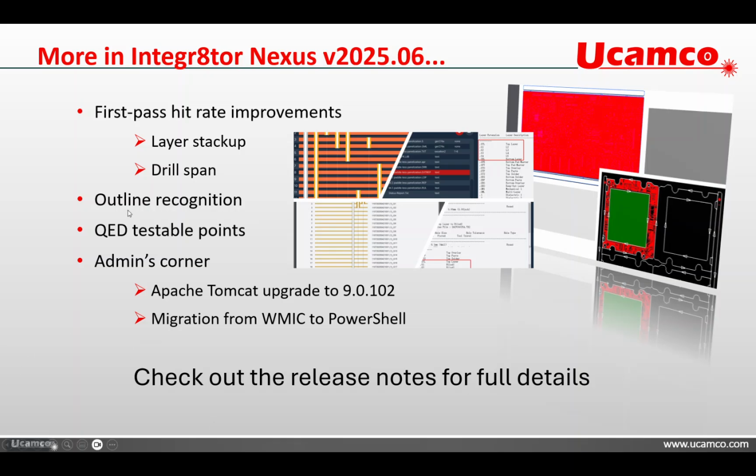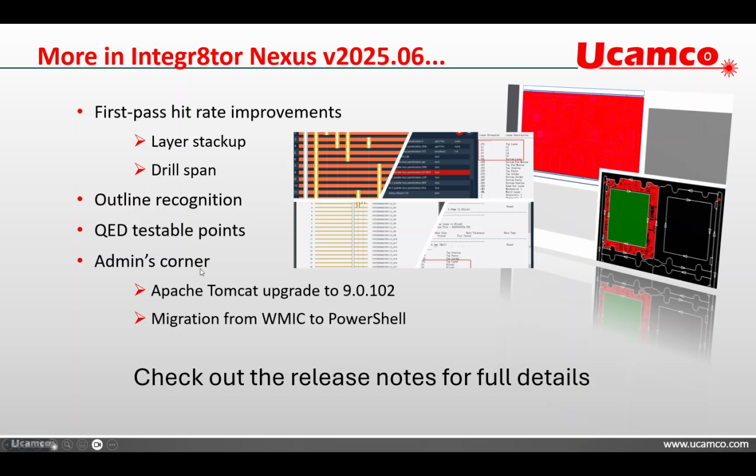Equally important for an analysis, and again something that has taken considerable further improvement, is our outline recognition engine. There too, you will find a number of cases which are now being picked up automatically, where they used to be manual interventions. We have fine-tuned the testable points, which is an entry on the QED, to make it more accurate and more precise. You will find more information as to what exactly has been done in the release notes.